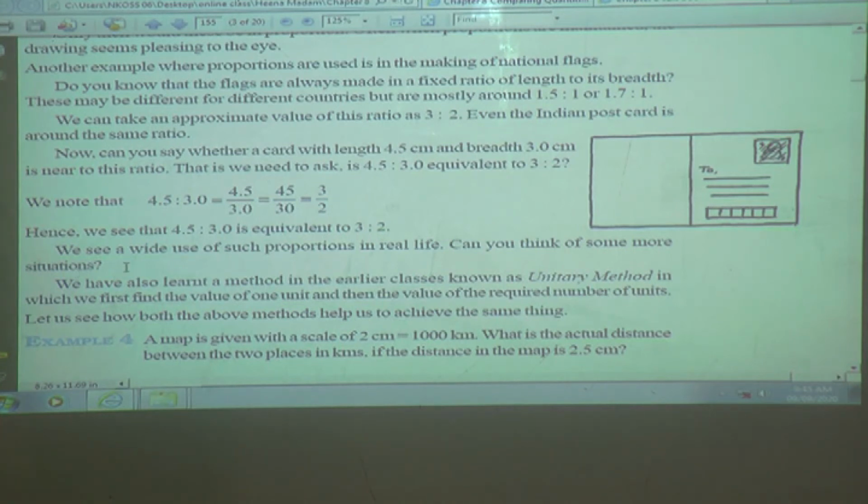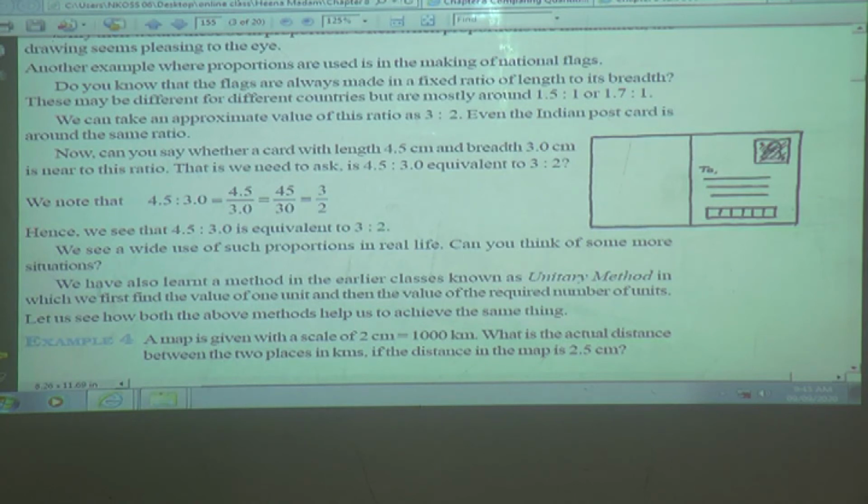So we see a wide use of such proportions in real life. Can you think of some more situations? You can come across many situations in daily life. Just note them down and try to find out the proportion, or you can find out the ratio of it.